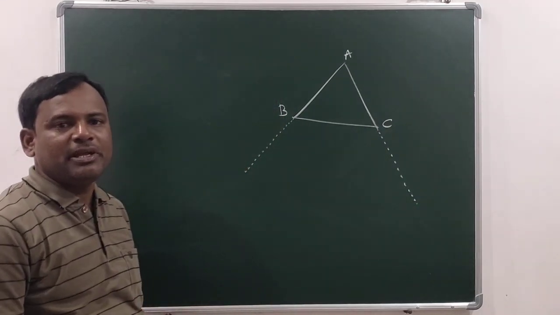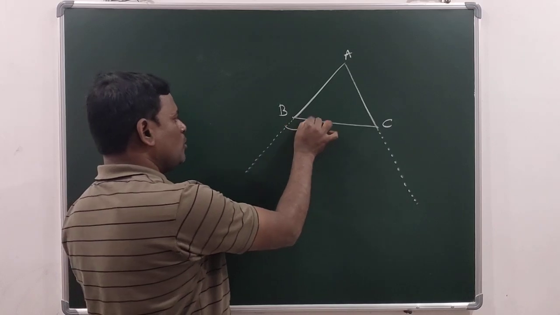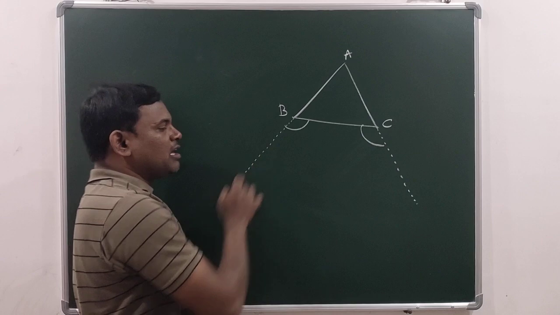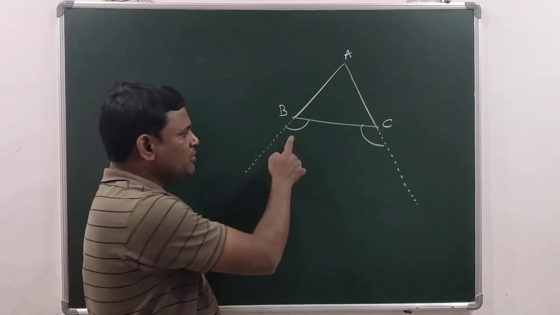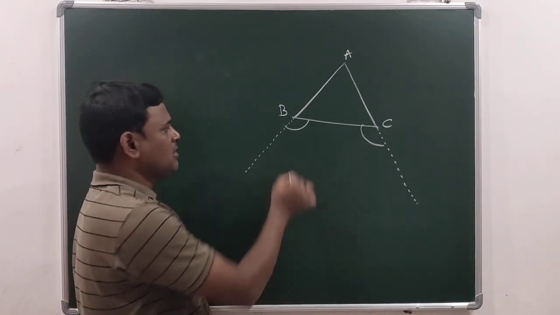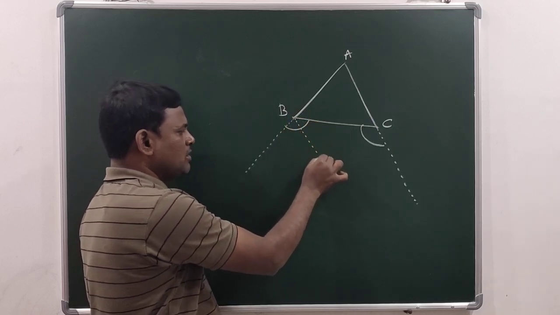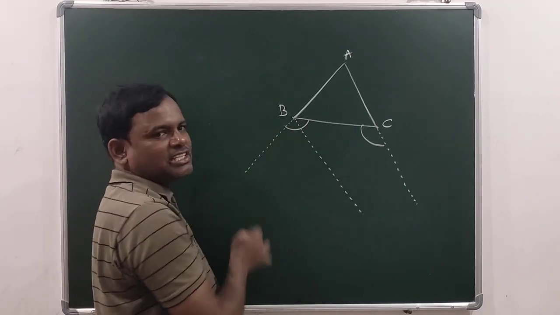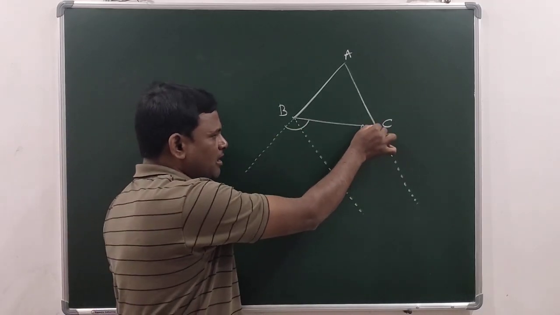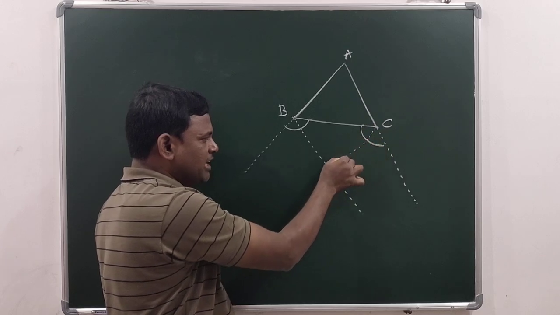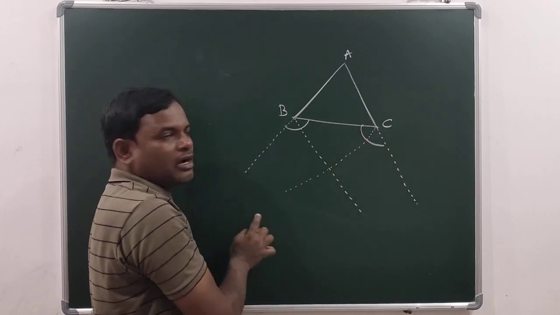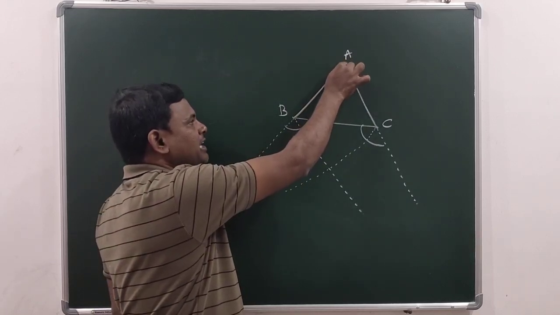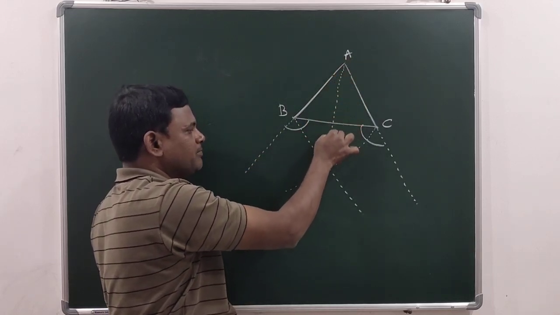On extending this AB and AC sides, here two exterior angles are formed. Now draw the exterior angle bisectors of these two exterior angles. So here this is one of the exterior angle bisectors for this exterior angle, and draw the exterior angle bisector of this angle, and go to the interior part of this triangle ABC and draw the interior angle bisector of A.